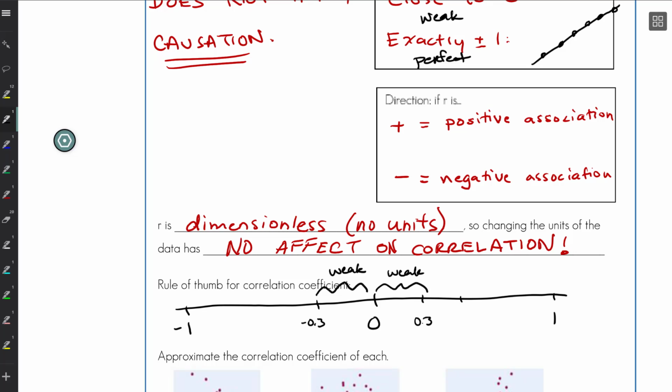Anything that's going to maybe be between 0.5 and, say, 0.7, whether it's positive or negative. Let's go ahead and do that in blue. I'm going to call this the moderate range.